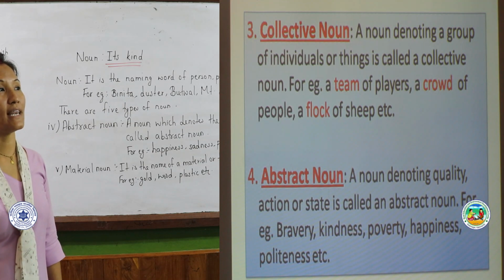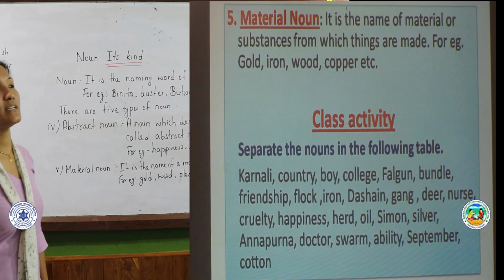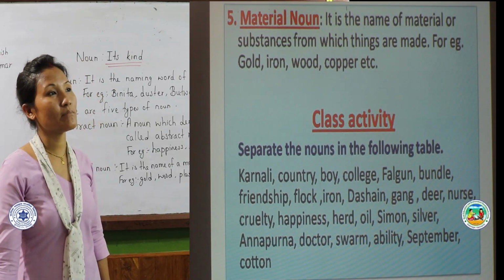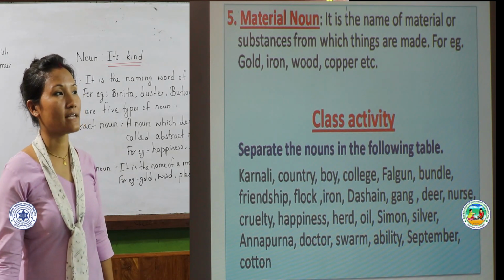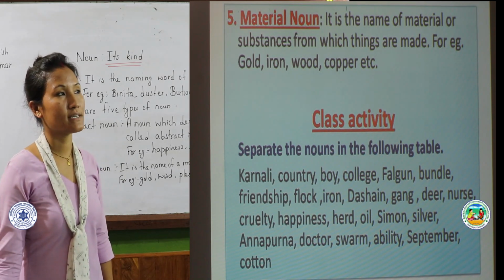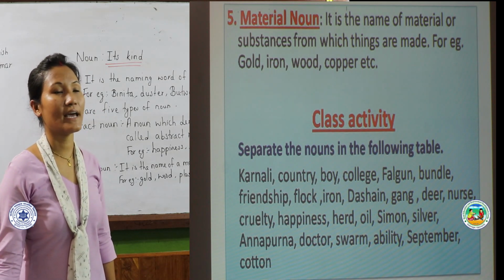Now we have got the last type of noun, that is material noun. What is that? A material noun is the name of material or substances from which things are made. For example, gold, iron, wood, copper, etc.